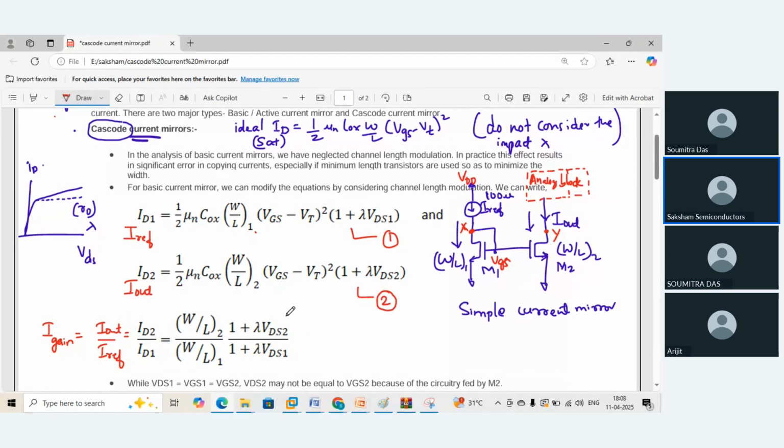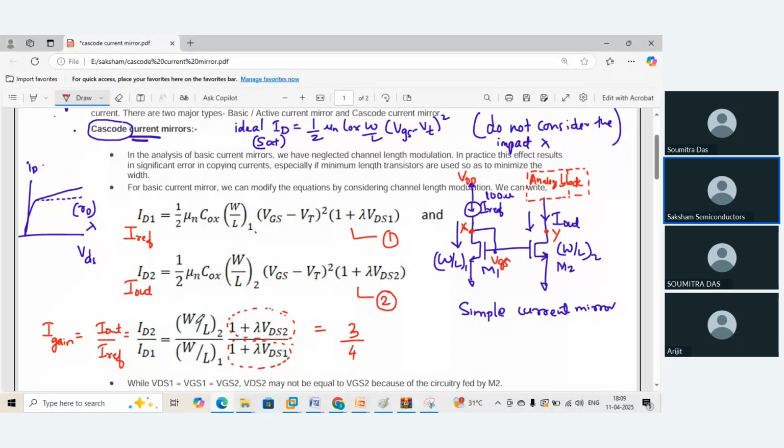Let's assume that 1 plus lambda VDS value comes to be some random value. Let's say some VDS value is there and it gets multiplied with lambda and plus 1, it comes to be around 3. And let's say 1 plus lambda times VDS1 would come around, let's say 4. Now again, these are assumptions, any value can come. Intention is I'm just telling you the I out will never be equal to I ref. That is what I'm going to tell.